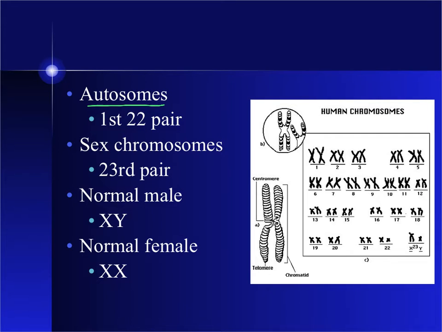And then the 23rd pair of the chromosomes are the sex chromosomes. A male will have X and Y as their sex chromosomes, and you can tell that it's an X and a Y because they're different sizes. The X chromosome is a lot bigger than the Y chromosome. And then if you have a female, you have the chromosomes XX. And so males inherit their X chromosome from their mother and their Y chromosome from their father, and females inherit their X chromosomes, one from mom and one from dad.